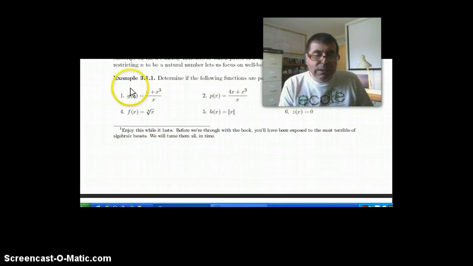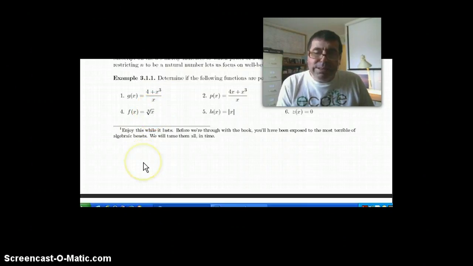But anyway, this is a really good section. Determine which is and which is not a polynomial function. Of course, this one's not, because it would have a rational power. So please take some time and look through this.